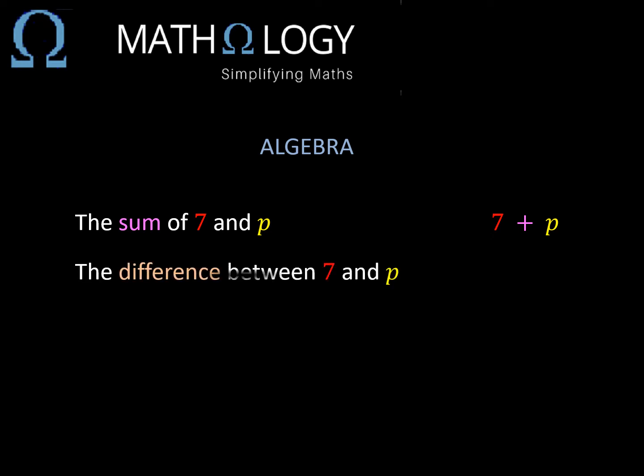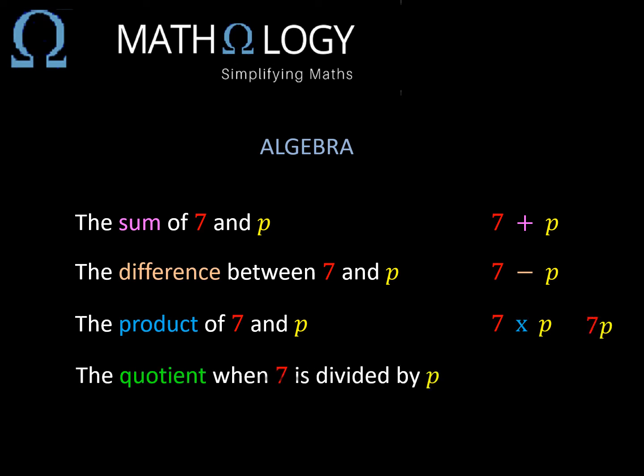The difference between 7 and p is given as 7 minus p. The product of 7 and p is given by 7 times p, or more simply 7p. And the quotient when 7 is divided by p is 7 divided by p. It is also important to note that, in this division, p cannot be 0, since division by 0 is undefined.